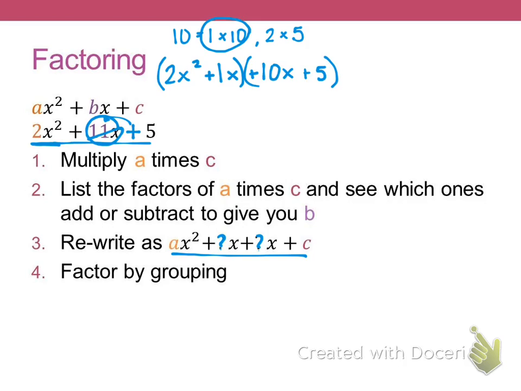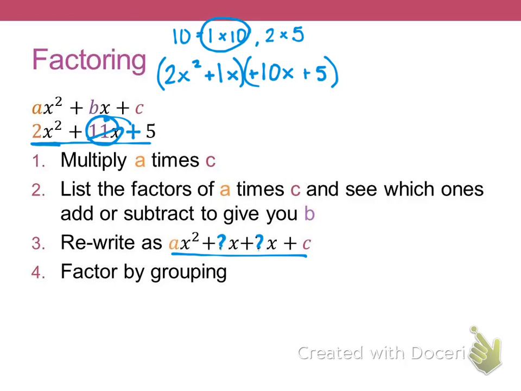Now I need to factor by grouping. So now that I've grouped them together, I'm going to take the greatest common factor out of each group. The greatest common factor, I've got 2 different possibilities. I can have a greatest common factor which can be a number, and I can have a greatest common factor which can be a variable. I can also have both, okay?